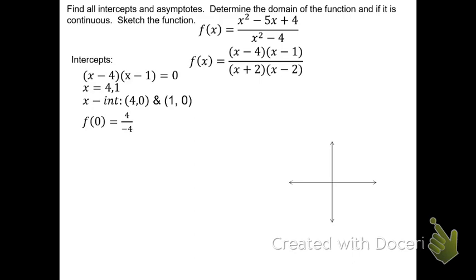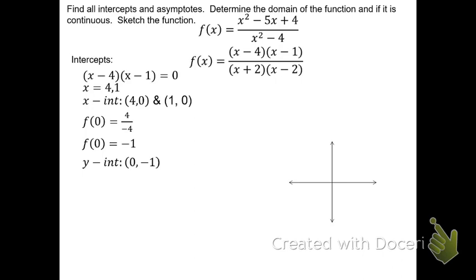Let's do f of 0 to find the y-intercept. If we substitute it in, I'm actually going to take the original equation. I think it's a little easier. And if I substitute in 0, 0 squared is 0. Negative 5 times 0 is 0. I'm left with just the constant of 4. In the denominator, plugging in 0, I'm left with the constant of negative 4. 4 over negative 4 is negative 1, which means my y-intercept is (0, negative 1).